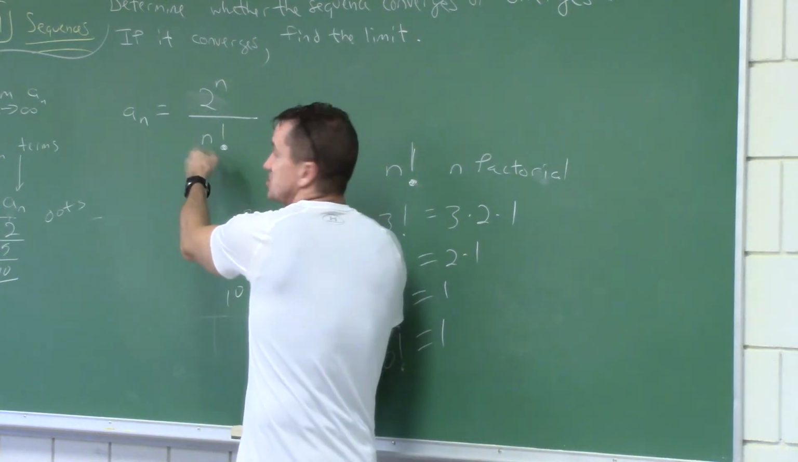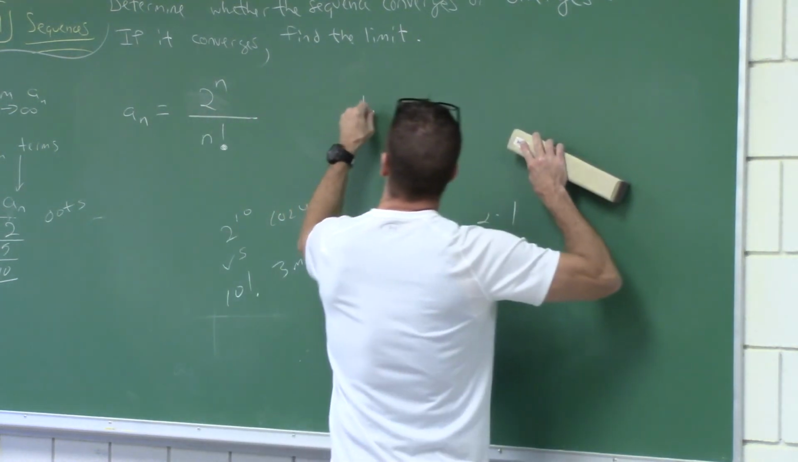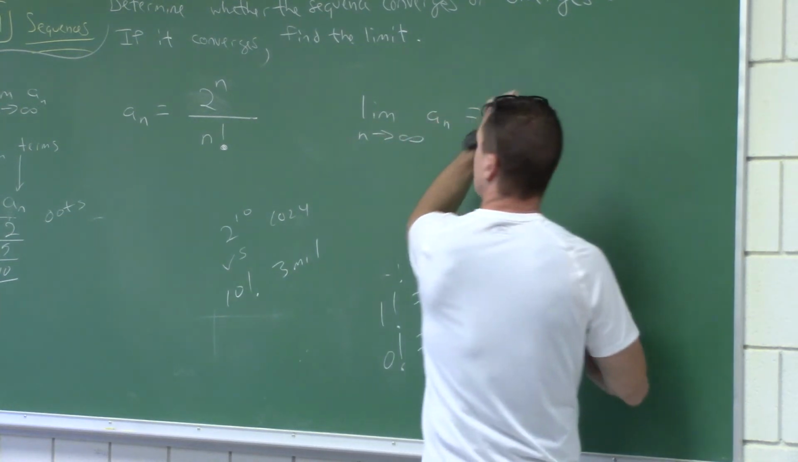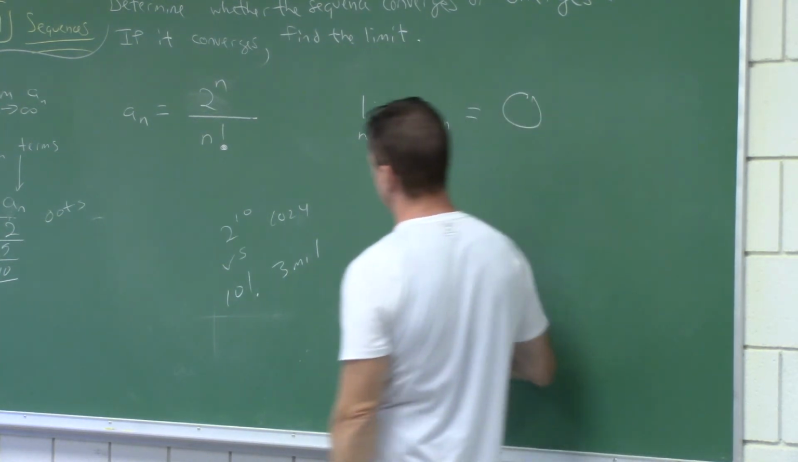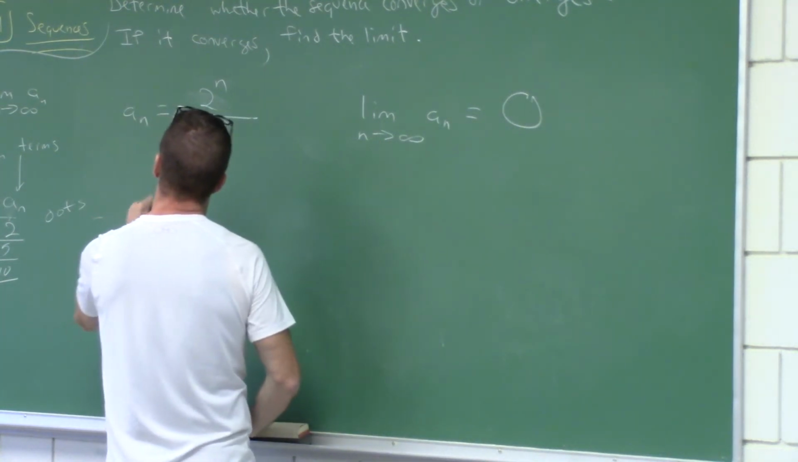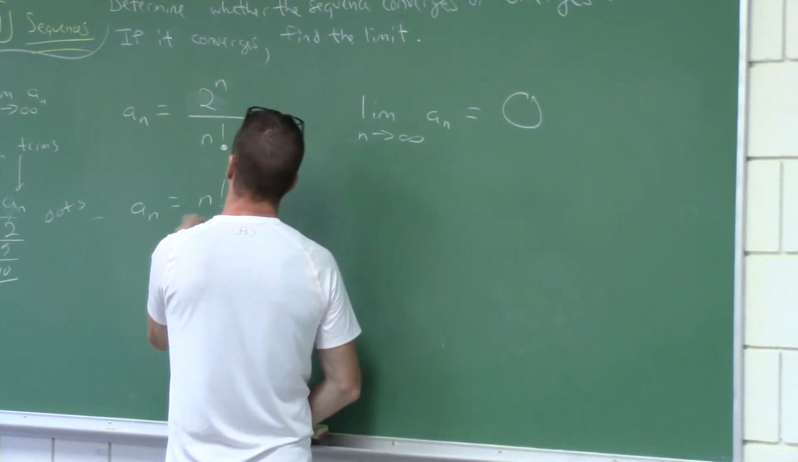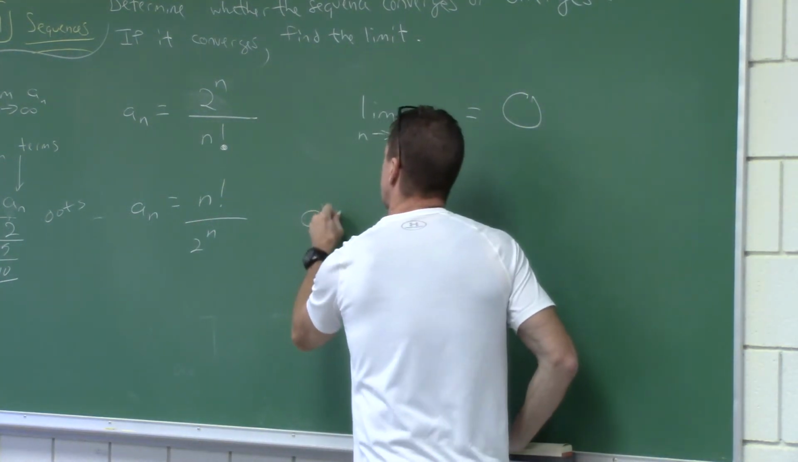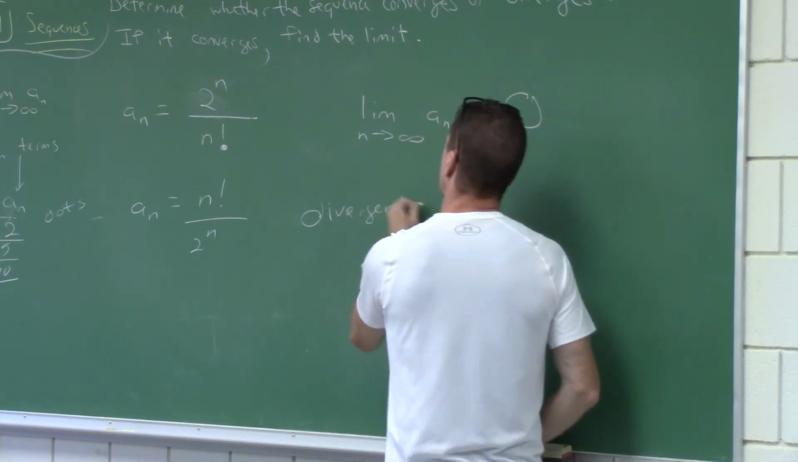Factorial. This denominator. So where's this heading? The limit as n approaches infinity is 0. Now, once again, what if I flip-flop these? What do you get with a factorial over an exponential? Where's that at? That's divergent, isn't it? What's the limit?